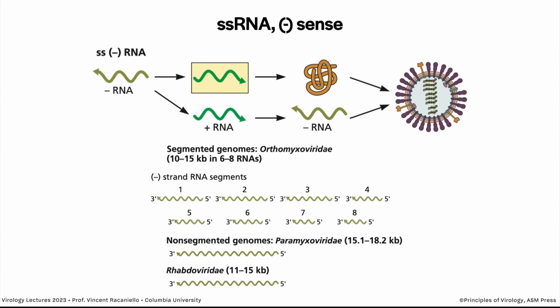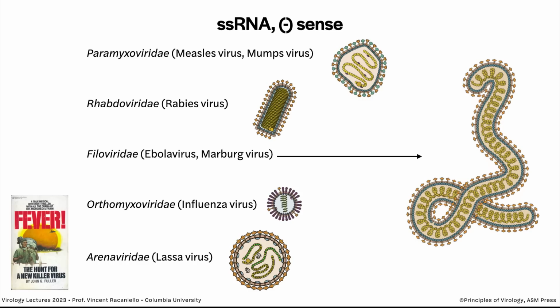Measles virus, an example of that. Rabies virus, another one, non-segmented negative strand RNA genomes. Here are some examples of viruses that are pathogenic for humans that have negative stranded genomes. Measles and mumps are paramyxoviruses. Rabies is a rhabdovirus. And you can see very different morphologies.